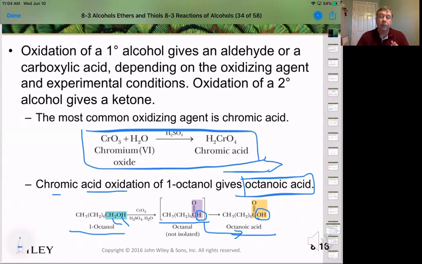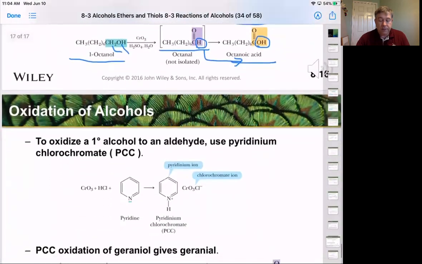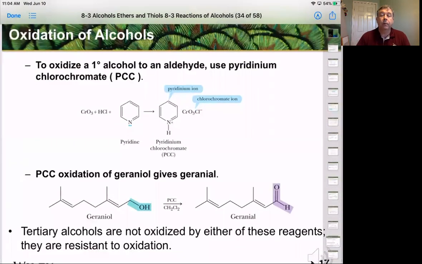If we want to stop at that aldehyde, we have to use a slightly less reactive reagent. To stop at that aldehyde, we have to use a compound called PCC, or pyridinium chlorochromate. By combining the chromic acid with HCl and a base, pyridine, we create a complex that's less oxidative than the chromic acid was. And because it is not as strong an oxidizer, we can stop at that aldehyde step without going all the way to the carboxylic acid.